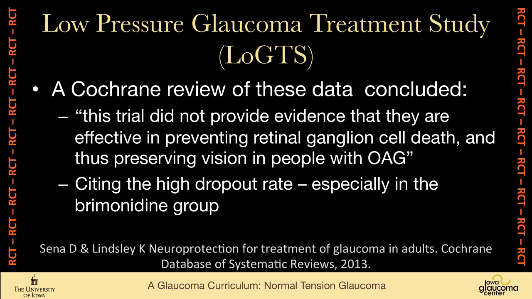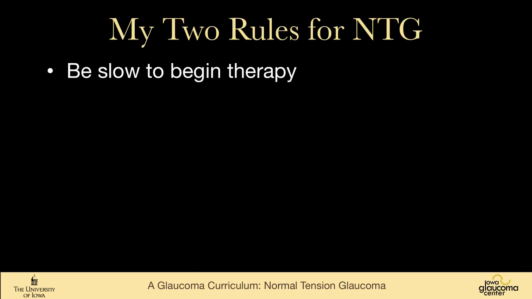One of the problems with the study was there was a huge dropout rate, especially in the brimonidine group, that made it a little bit difficult to prove that this was neuroprotective. But I think the study has caused some of us to think that perhaps timolol should not be high on our list of medications for normal tension glaucoma, and other drugs, including brimonidine, might be a better choice after prostaglandins.